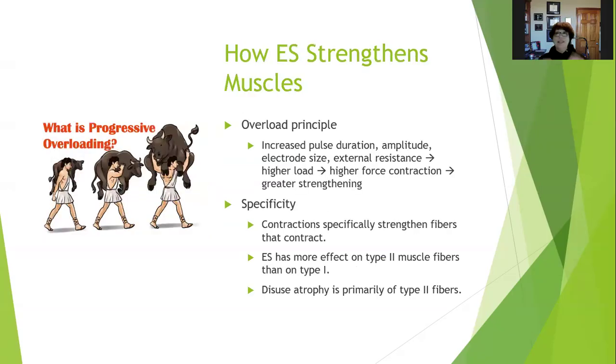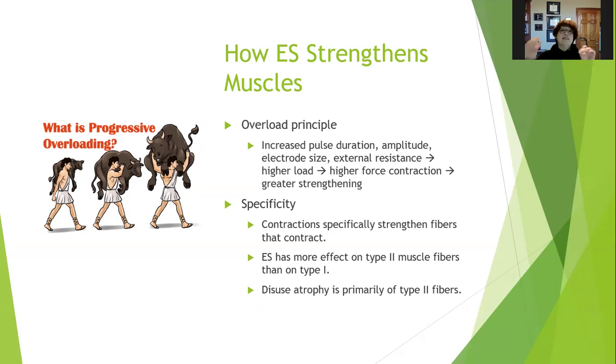So just like when we're doing any other kind of muscle strengthening, electrical stim strengthens muscles by the overload principle. So an increased pulse duration, amplitude, or external resistance creates a higher load and a higher force of contraction and greater strengthening. Specificity: if you're specifically strengthening fibers that contract, electrical stim has more effect on type 2 muscle fibers than type 1. And disuse atrophy is primarily of type 2 fibers. So that's a reason why using electrical stim to prevent disuse atrophy is a good intervention.